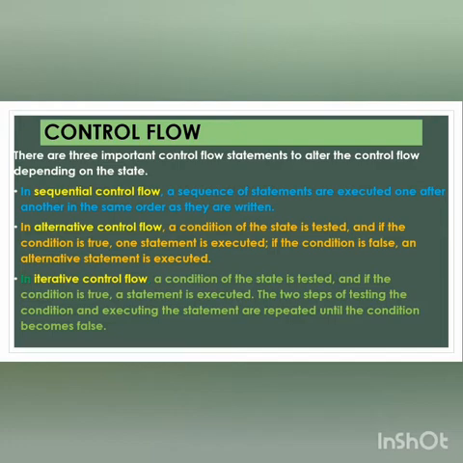Next one is iterative control flow. Iterative is nothing but a loop. Here also, the condition of the statement is tested first. If the condition is true, the statement is executed. So, iterative control flow means it executes a set of instructions repeatedly for a certain number of times, which means the same process will be repeated until the condition becomes false. This is called iterative control flow.